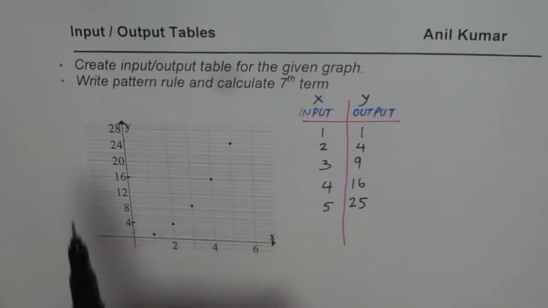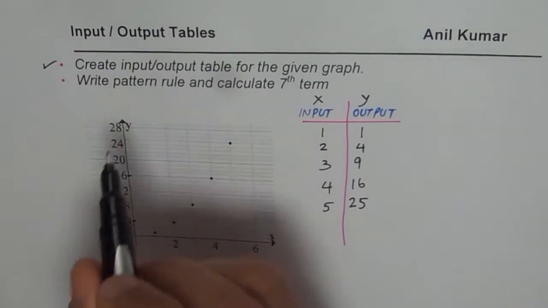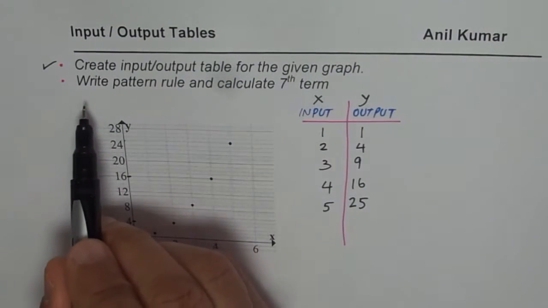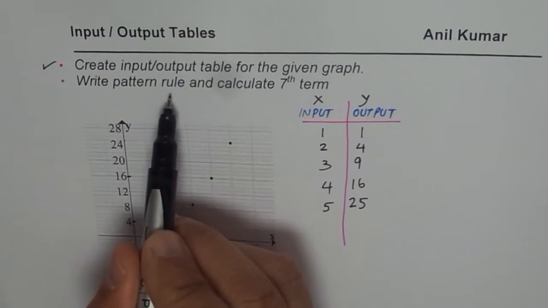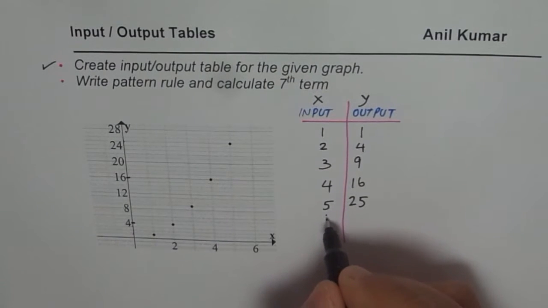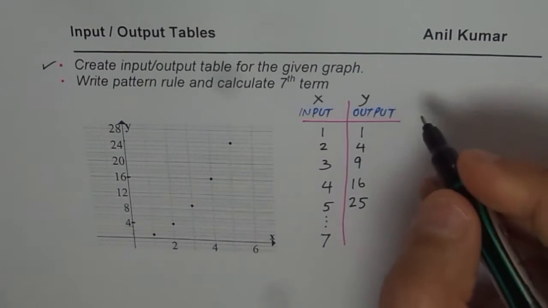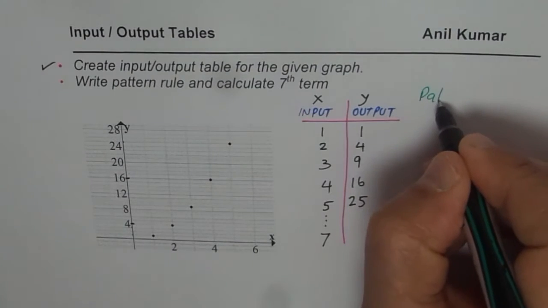Now from these points, we have already done the first part, which is to create the input-output table for the given graph. Now you need to write a pattern rule and calculate the seventh term. That means you have to calculate the seventh term, but you could do this only after writing a pattern rule. So now let us figure out a pattern rule.